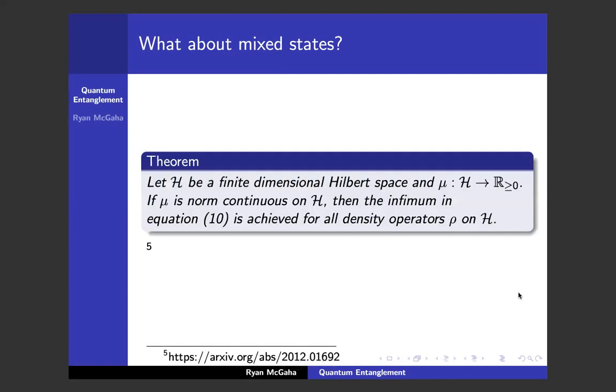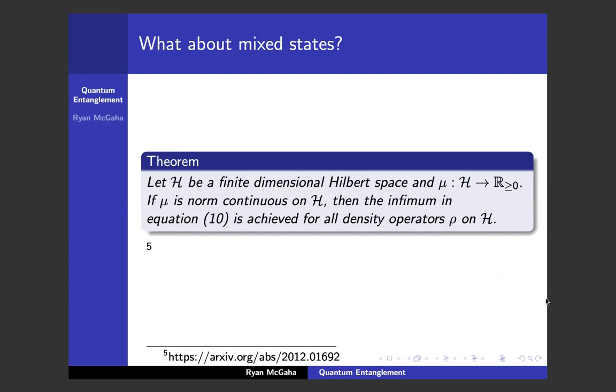One might ask, how do we know that we can even find a minimum here? Well, it turns out for a lot of the mu that we care about, this happens to be the case. George Androulakis and I proved the following theorem. If H is a finite dimensional Hilbert space and mu is a function from H to the non-negative reals, and if mu is norm continuous on the Hilbert space, then the infimum is achieved for all density operators rho on H. So if our mu is continuous, we'll always get a minimum there. We can always find a minimum amount of entanglement.